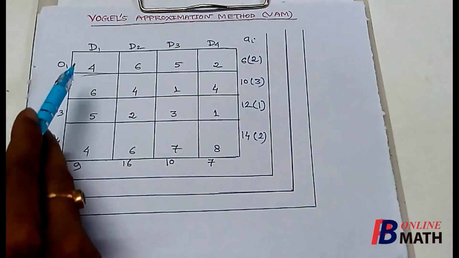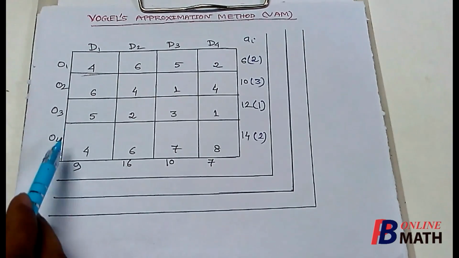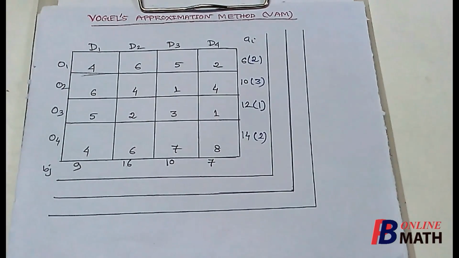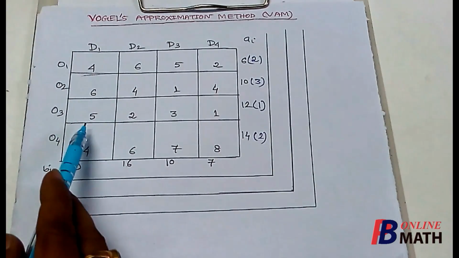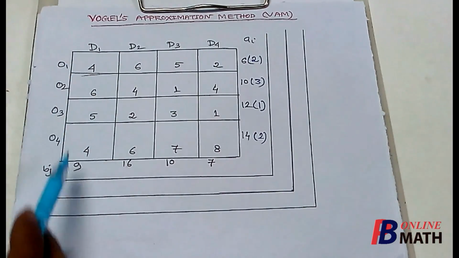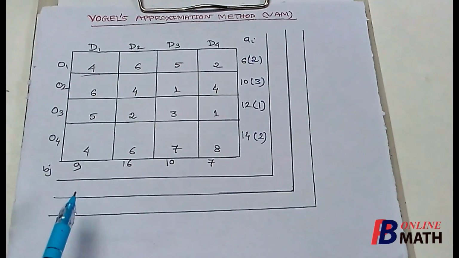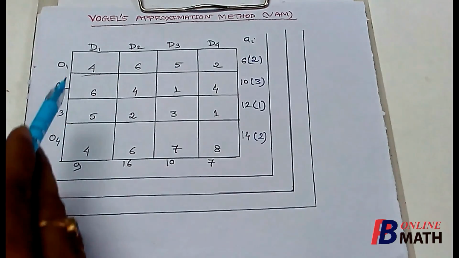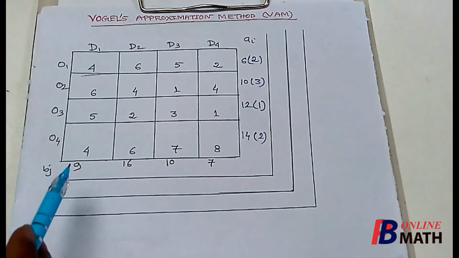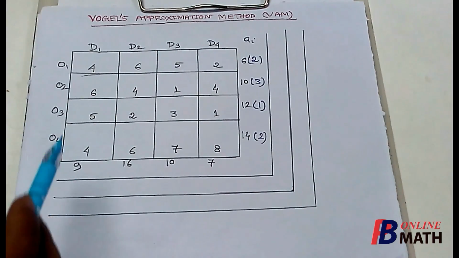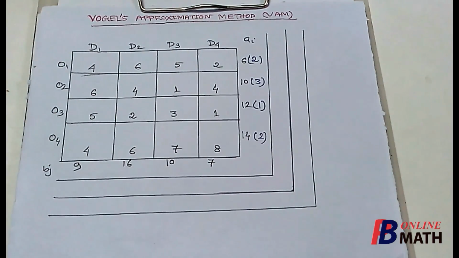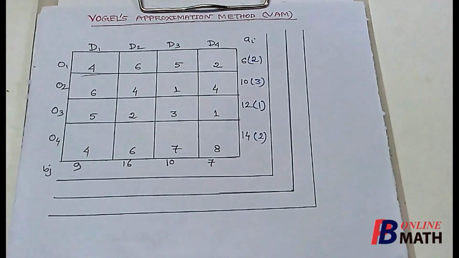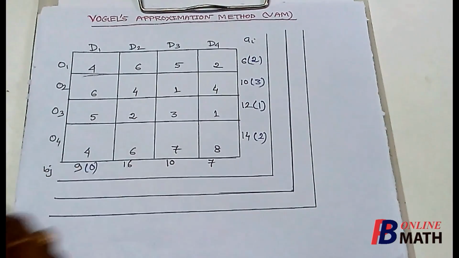So if we consider the first column, then we find that the minimum cost is 4, and what is the next minimum cost? This is also 4. This is not an error because there are actually 2 minimum costs. You must remember that if there are 2 minimum values, then one of them will be treated as the minimum value and the other one will be treated as the next minimum value. So the minimum cost is 4 and the next minimum cost is 4. So the difference will be 4 minus 4, which is 0.